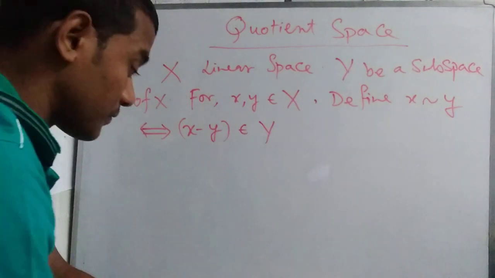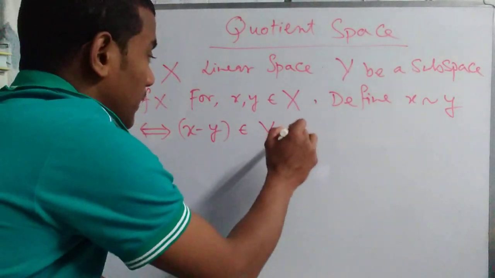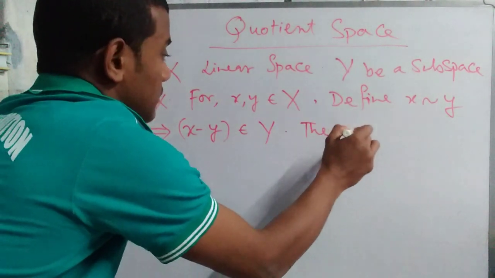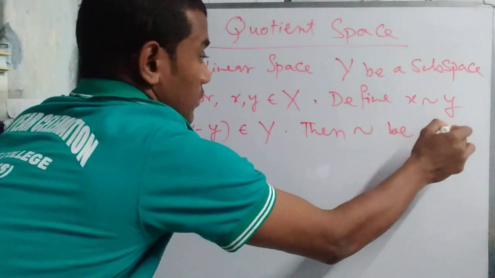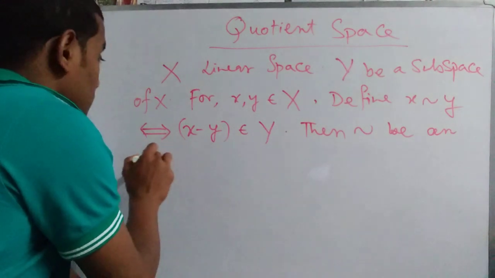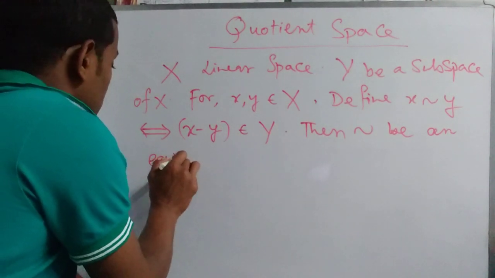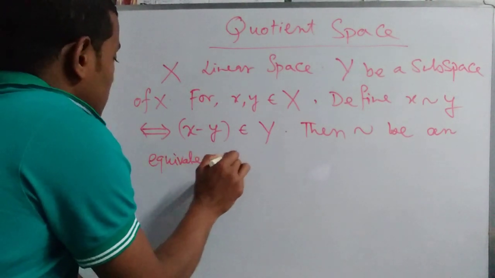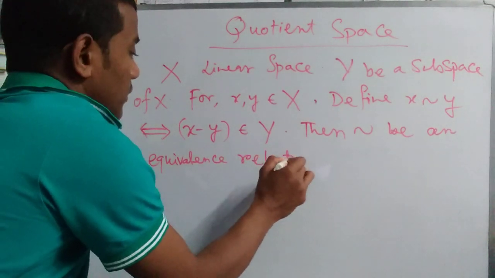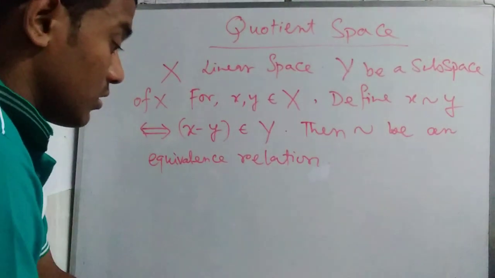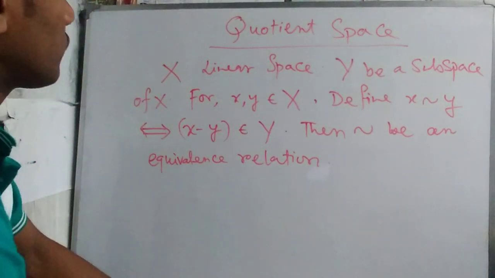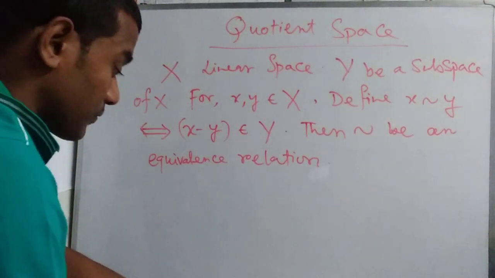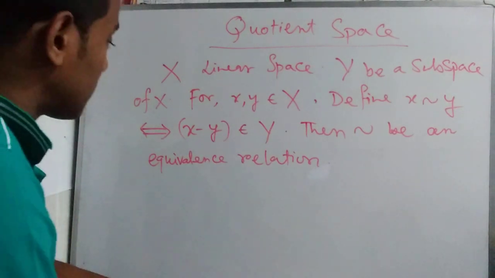Okay, then what happens? Then this relation is an equivalence relation. So how does this happen? First we prove this. This is too easy, I think.